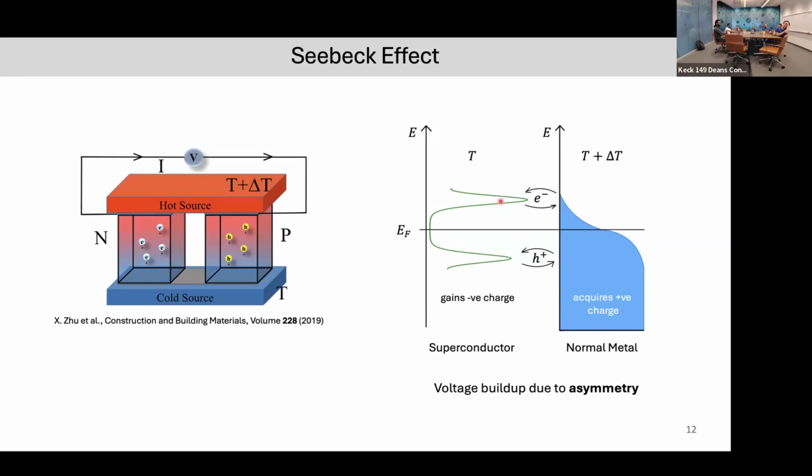But since the density of states structure is asymmetric, the superconductor as a result will acquire a higher negative charge, and the normal metal will acquire a positive charge as a result. So there will be a buildup of potential across this junction just because of the asymmetry involved.